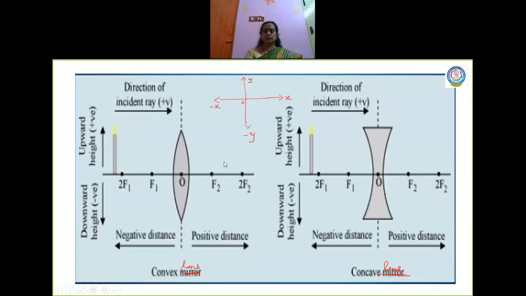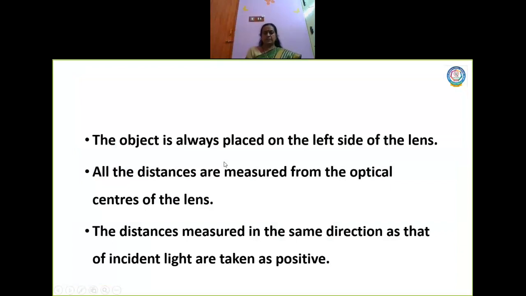So let us move on to the rules first. The first rule is about the object. The object is always placed to the left side of the lens. So where will the object be? Now I am going to use U and V. So what is this U?